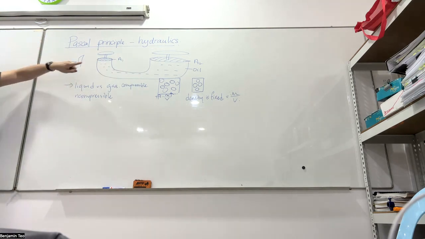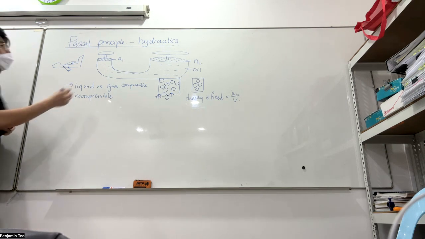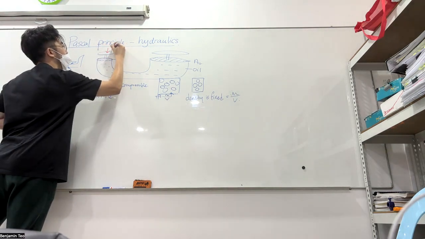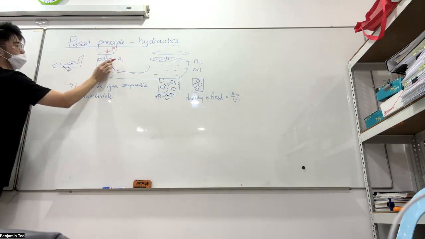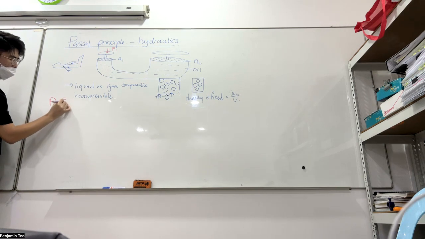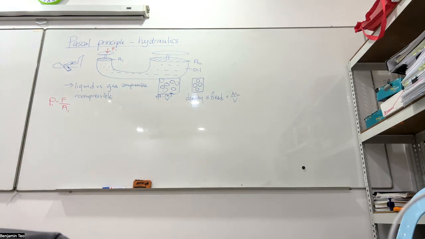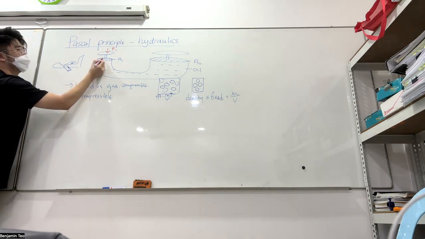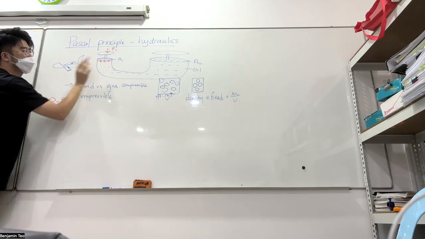Okay, now see. In the hydraulics, I apply a small force here, F1. You got force, you got pressure, you got force, you got area. So pressure is force over area. F1, A1, P1. Now, by applying a small force, you have created pressure on the liquid here. Okay, so the pressure acts on the liquid.